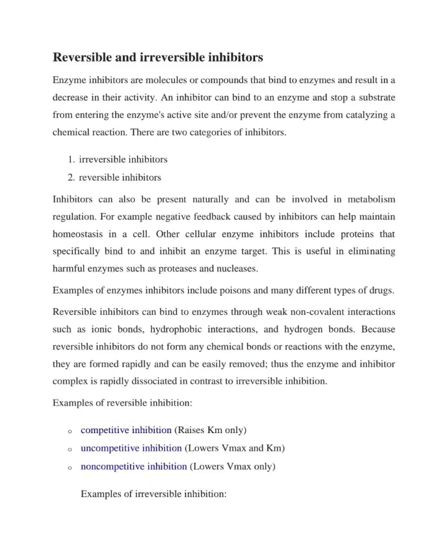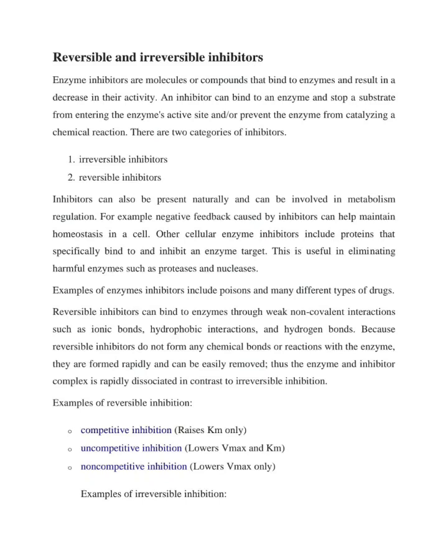Examples of reversible inhibition: first is competitive inhibition, which raises Km only. Then uncompetitive inhibition, in which the Vmax and Km values are lowered, and non-competitive inhibition, where only the Vmax value is lowered.